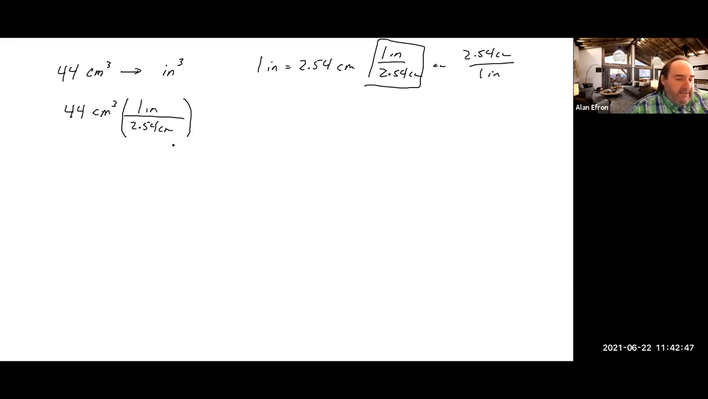Now, if I did this, technically speaking, only one of these centimeters would cancel, which means I would be down to centimeters squared and inches. Because this is cubic centimeters, I have to do this conversion not once. I need to do it twice, which will take care of the next one, but I need to do it actually 3 times, this conversion.